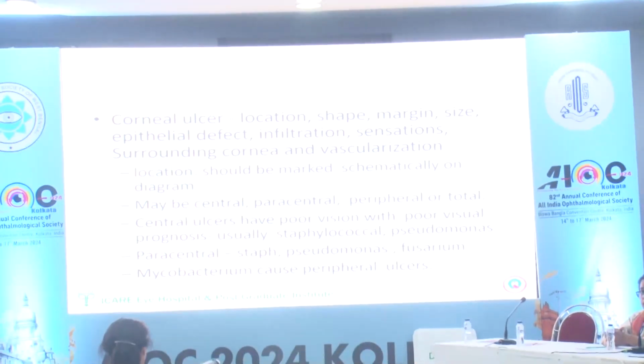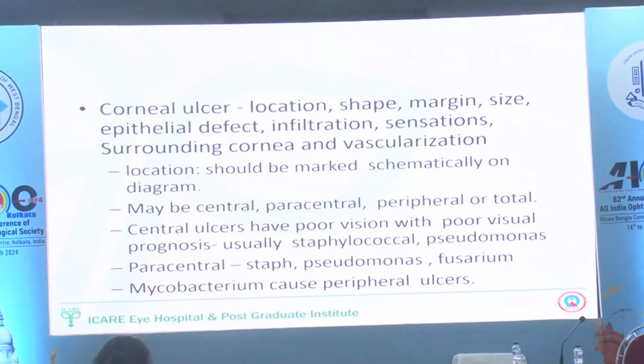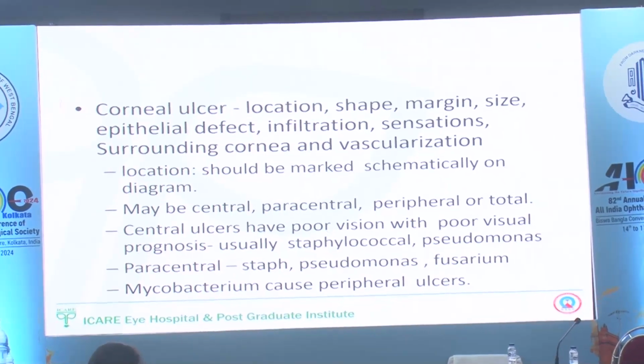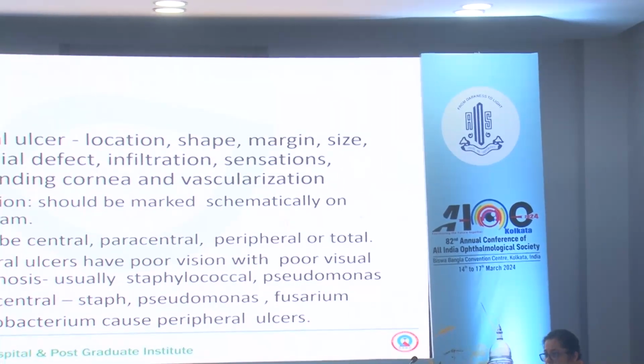The size, shape, location, depth of the corneal ulcer should be examined. The location should be marked schematically. It may be central, paracentral. Central ulcers will lead to poor vision, especially in Staphylococcus and Pseudomonas. Paracentral, like Staph, Pseudomonas, and Fusarium keratitis.